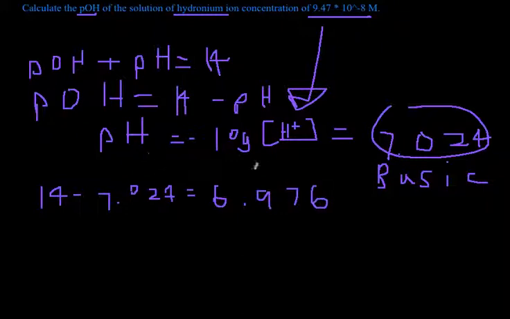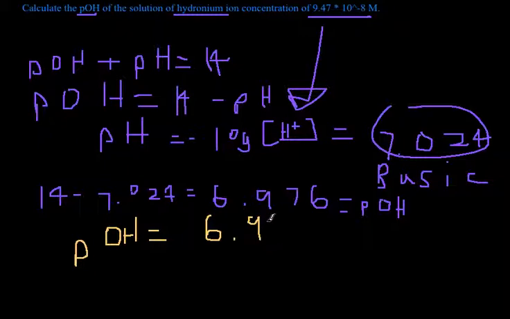Now this means that it's basic, because this is the pOH. So this is your answer right here. Now, it gives us 3 significant figures, so we have to put this to 3 significant figures. And for 3 significant figures, you would get the answer of pOH equals 6.98. That is your answer.